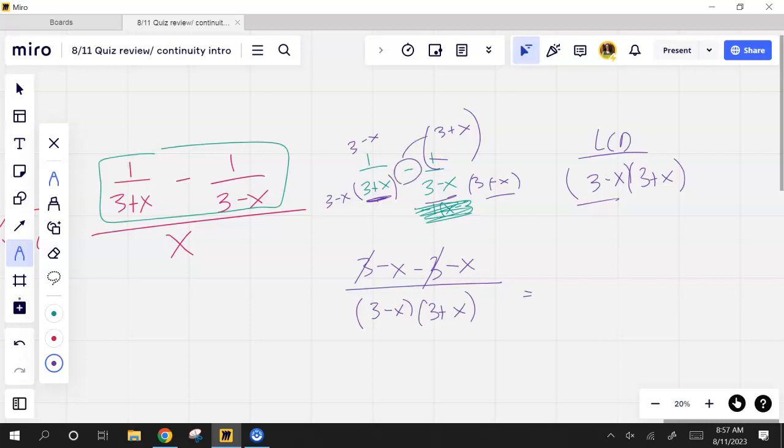This negative sign is going to distribute. 100%.